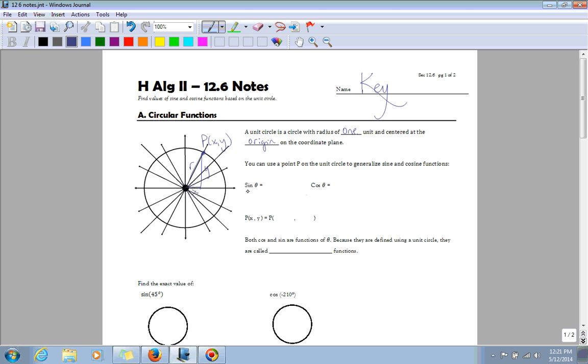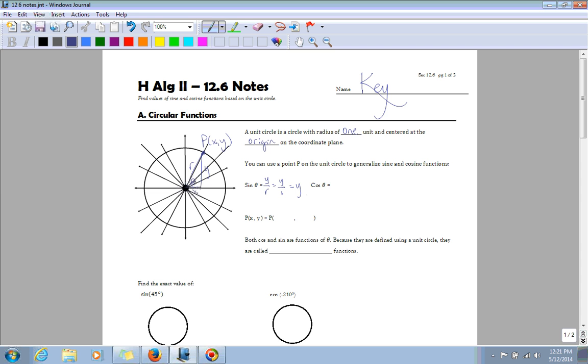So when you think of your SOHCAHTOA and think of sine of an angle, if we're looking at this angle at the origin, sine would be opposite over hypotenuse, which would be y over r. In this case, r is 1. So the value of the sine function of any angle measure on a unit circle is always the y-coordinate at that point.